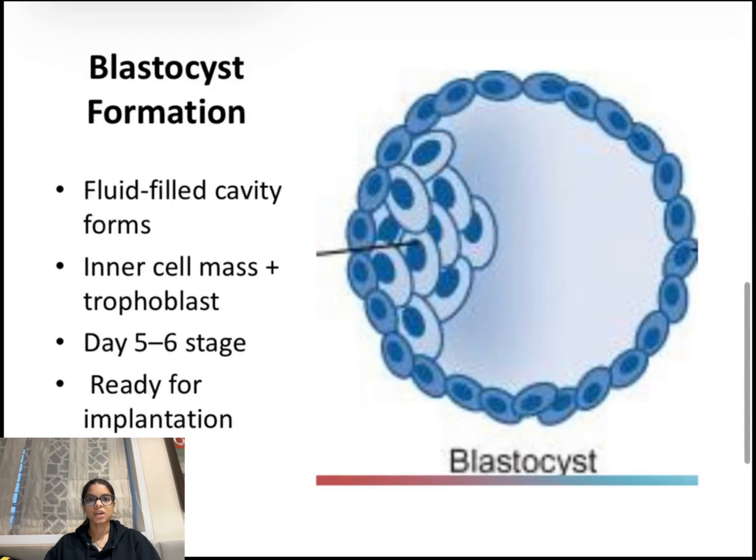Blastocyst formation. The morula develops a fluid-filled cavity and transforms into a blastocyst. The blastocyst has two main components, the inner cell mass and the trophoblast. The inner cell mass develops into the embryo, while the trophoblast forms the placenta and the supporting structures. This stage is very important because only a healthy blastocyst can be successfully implanted.